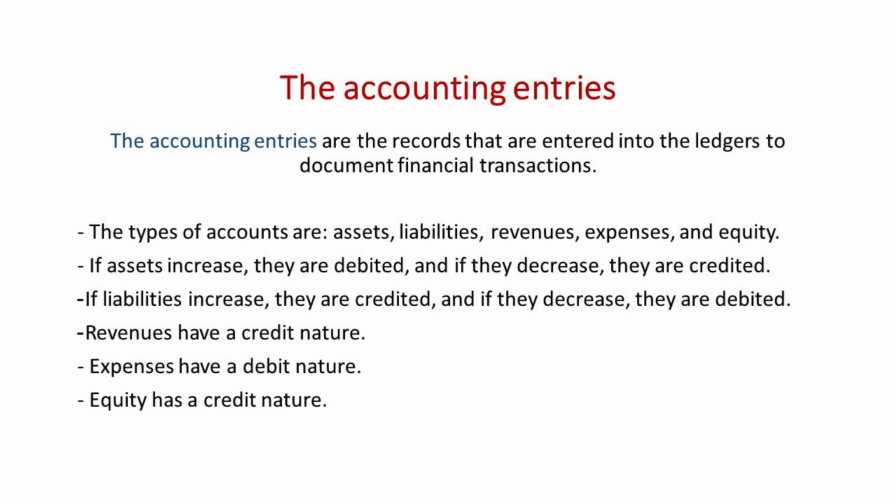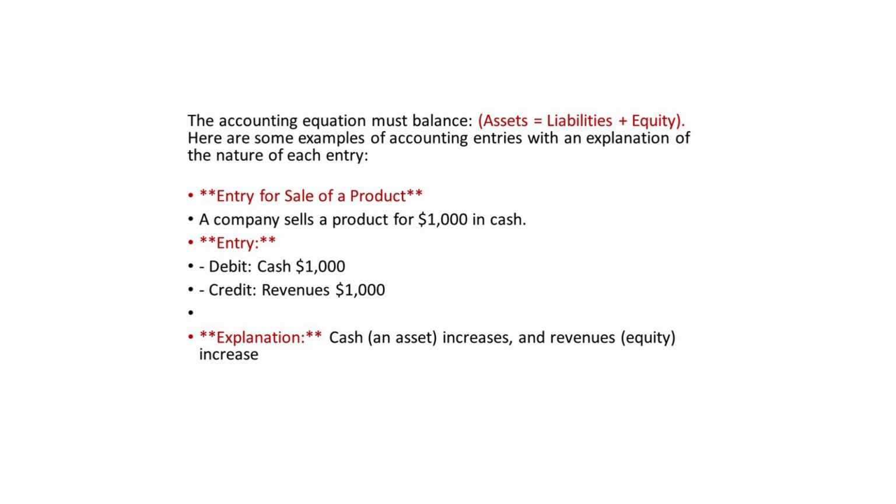Revenues have a credit nature. Expenses have a debit nature. Equity has a credit nature. The accounting equation must balance: assets equals liabilities plus equity. Here are some examples of accounting entries with an explanation of the nature of each entry.